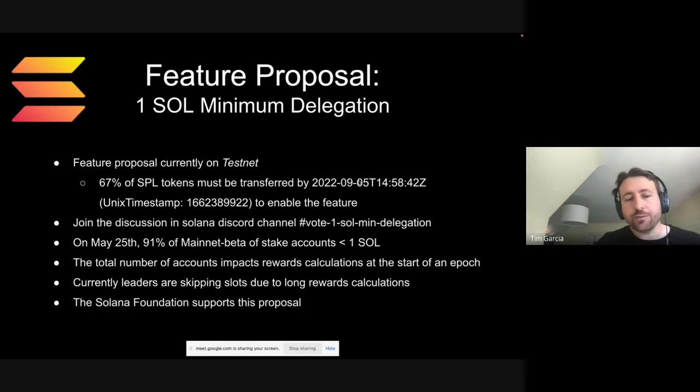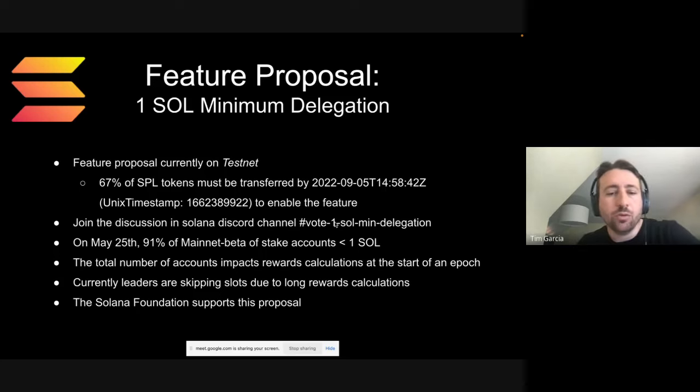Again, the reason for this feature, if you've missed it before, is that at every epoch boundary, rewards need to be calculated, and the total number of stake accounts that are delegated currently is impacting the performance of that rewards calculation. So leaders in the beginning of an epoch are missing slots because of this reward calculation going too long. So anything we can do to help limit that calculation time going forward, limit the growth of the amount of time that calculation takes, the better.